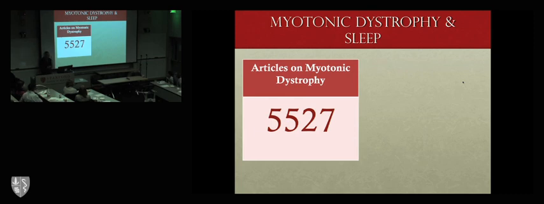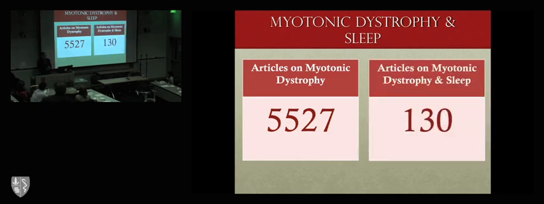But let's go through. Articles on myotonic dystrophy as of last night: 2 days ago it was 5526, and then it went up to 5527 as of yesterday. Compared to myotonic dystrophy and sleep, 130 articles. I'm shocked that is paving the way in comparison to cardiology and GI, specifically looking at myotonic dystrophy and those specialties. Perhaps. I didn't do a search on GI, admittedly, or cardiology. But so what does this mean? It means we have a lot to learn.